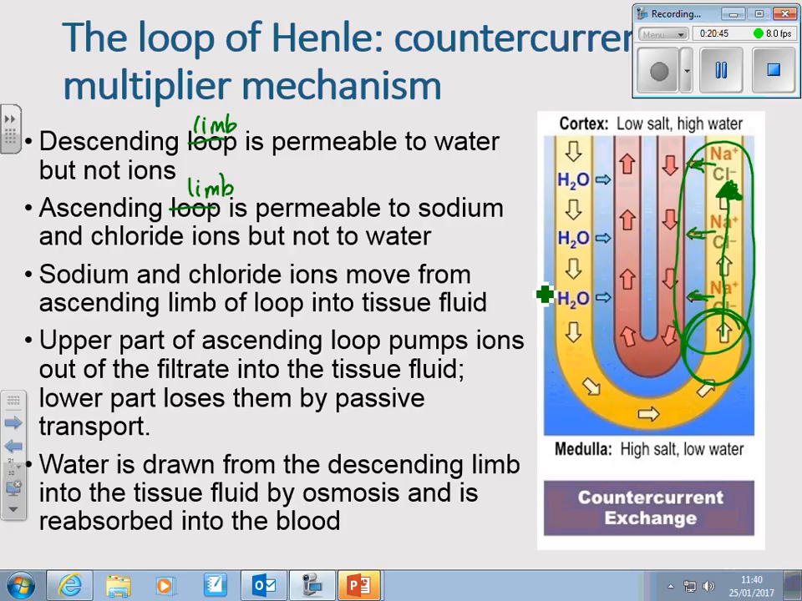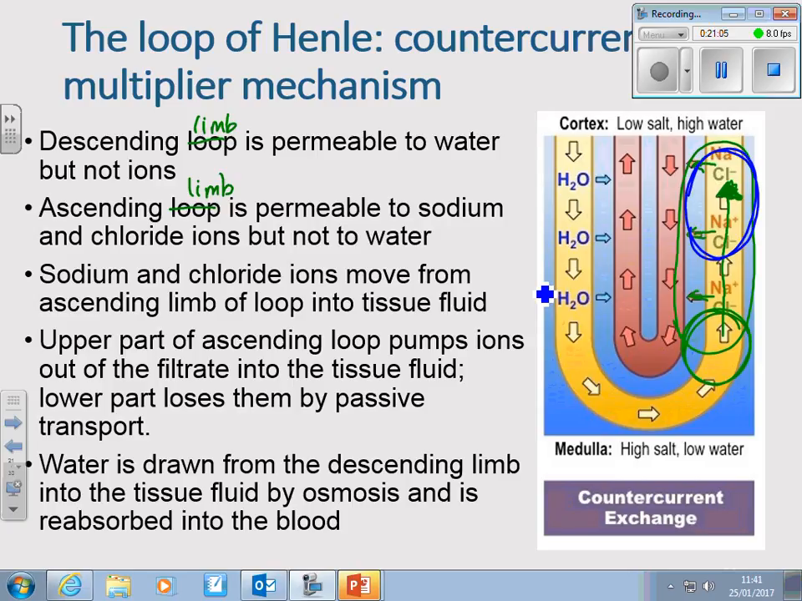So in the upper part, if you come up here, that's the bit on the diagrams that is the thicker part of the tubule. The upper part of the ascending loop actually pumps ions out. So you get active transport up at that top bit.